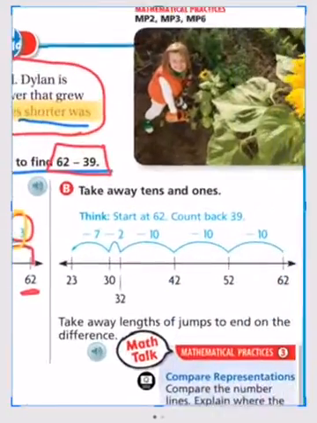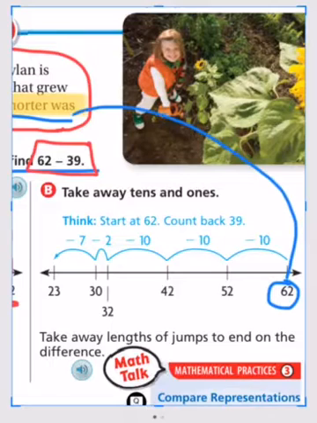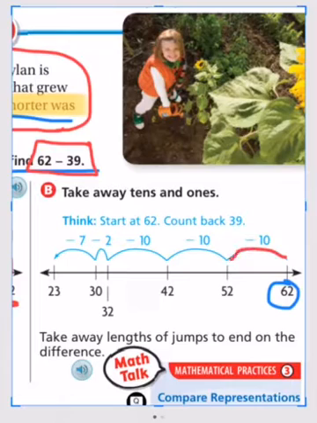Now we can look at option B. That's another way of using the number line. Except this time we're going to put 62. That's our ending number, right? 62 is our ending number right there. And we're going to put that on our number line, and then we're going to jump backwards. So here we have 62. We're going to jump backwards 10, right? Went back 10. We jump backwards 10 more.